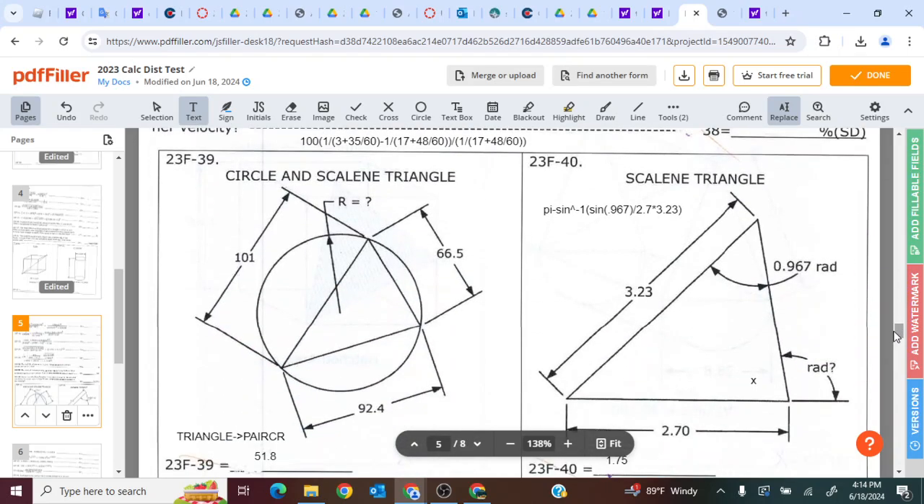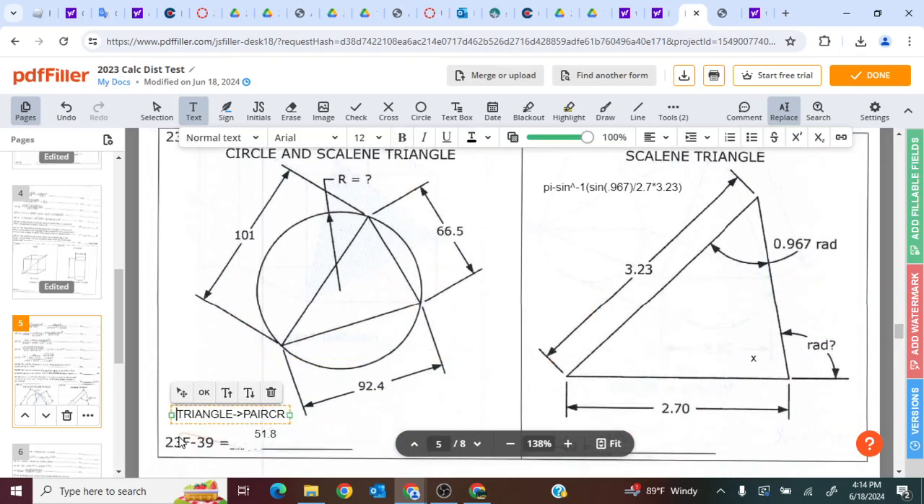Okay, 39. Plug this right into triangle and pair circ. Plug in all 3 sides and get the circumscribed radius. If you do that, you get 51.8.